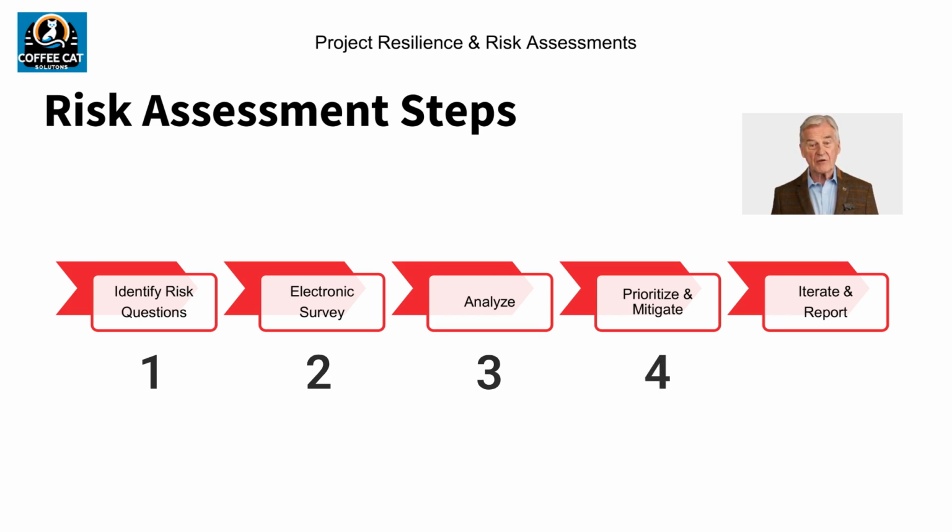4. Assign priorities to risks and develop mitigation recommendations. And 5. Distribute reports and then start the process over to track improvements. Risk assessments can be simple and quick to perform, but a powerful tool to keep a project on track.